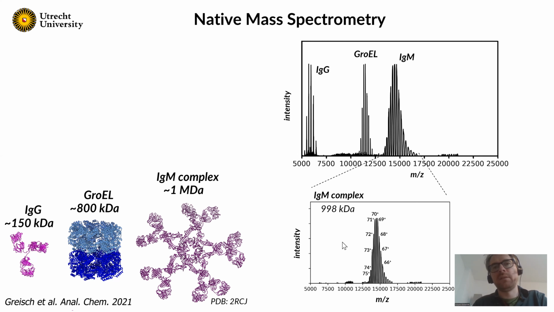So what you'll see, if we also measure this in the mass spectrometer, it carries a bit more charges. But also here nicely you can see the different charge states and then calculate the mass from these different charge states, which is close to 1 megadalton.